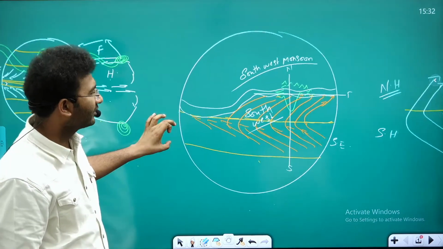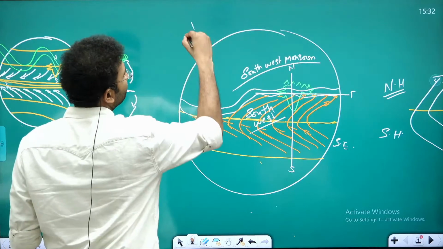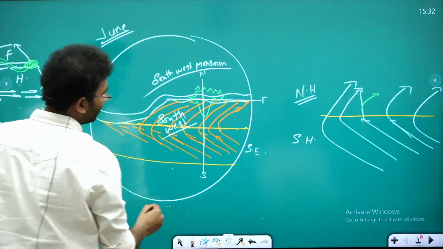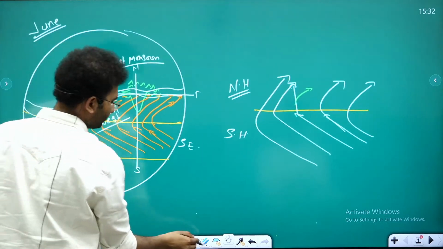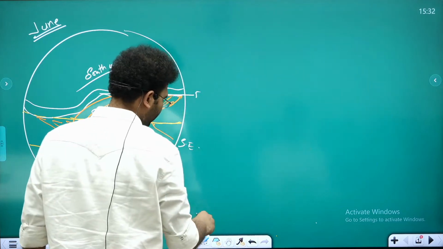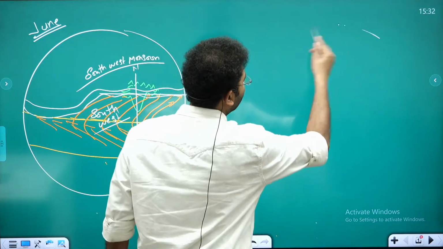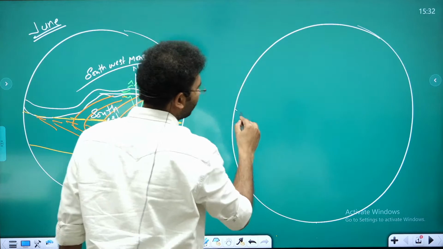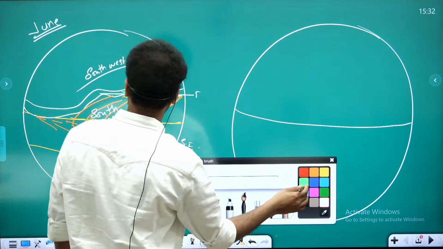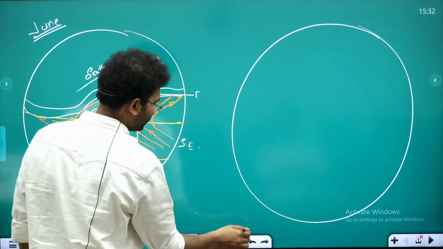In which month is this? In the month of June it starts. But what about the rainfall in December? At the time of December, the ITCZ zone completely changes its position. Again, see, the ITCZ zone in the month of December, it will be here. This is your equator, right? The ITCZ zone will now shift its position.